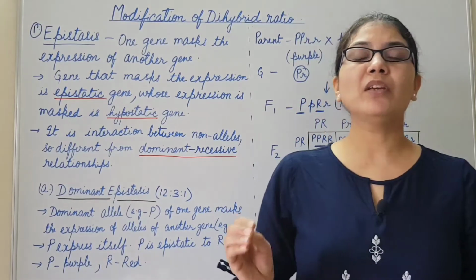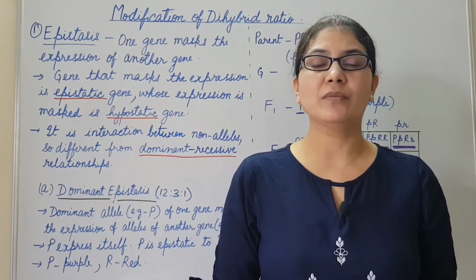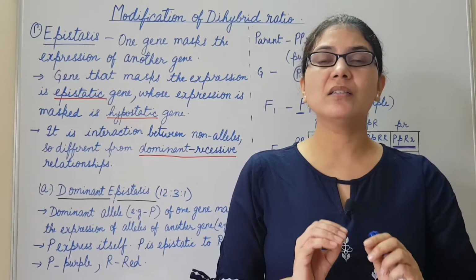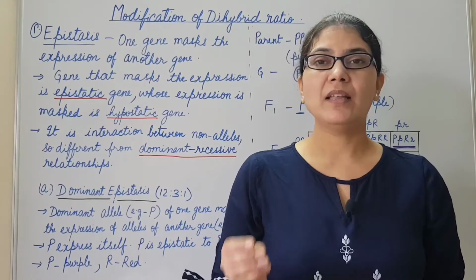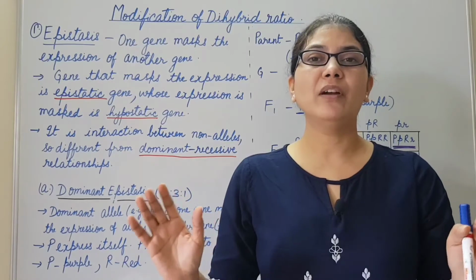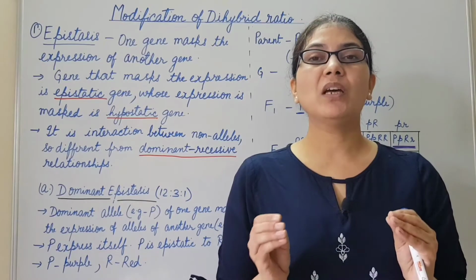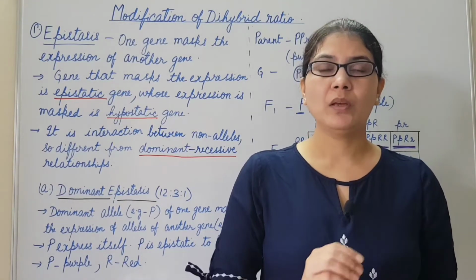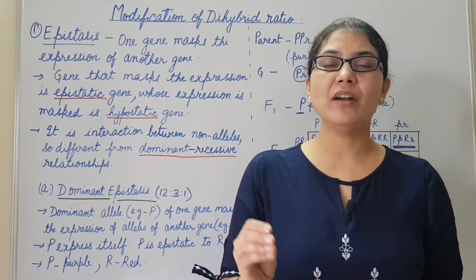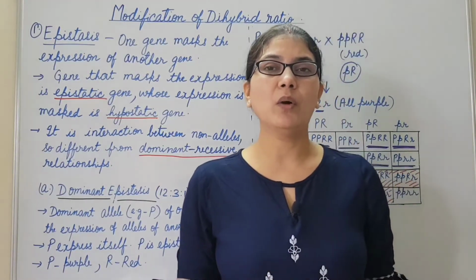But this type of interaction is different from the dominant recessive interaction, because in epistasis the interaction occurs between non-alleles, that is, the alleles of genes that are present on different loci, but dominant recessive interaction occurs between the alleles of a gene. There are different types of epistasis in which different dihybrid ratios are seen. We will discuss these epistases one by one.